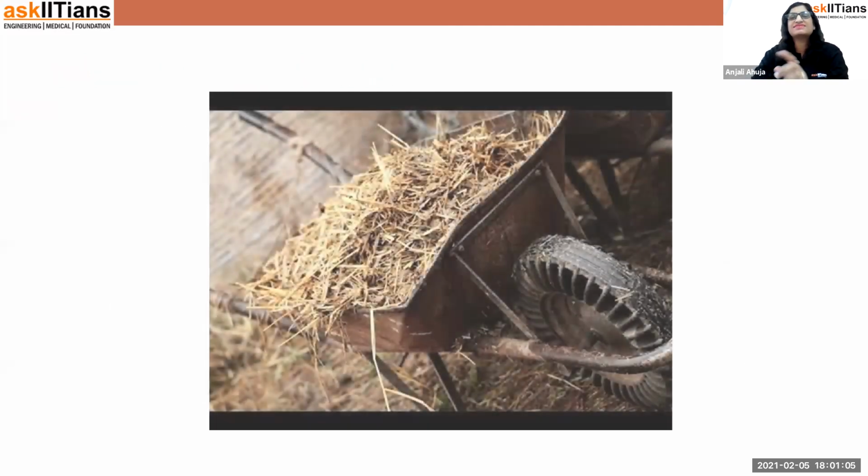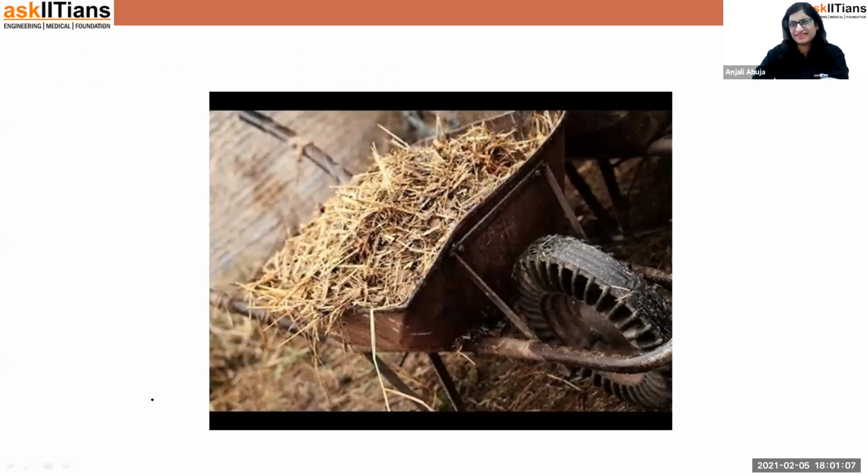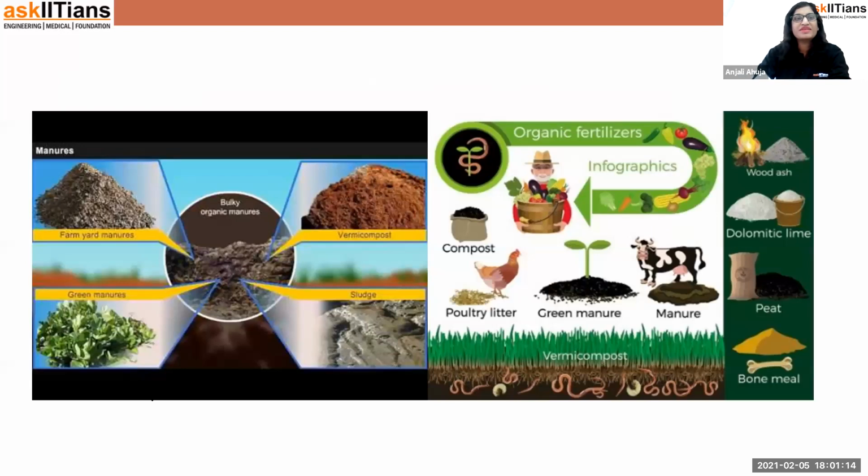There's a video, actually, on how to make compost. I'll explain it. I'll just share my screen. I put it on my OneNote. I'll play the video there. I'll show you, don't worry. Now only I'll show you, but let's talk about the fertilizer.